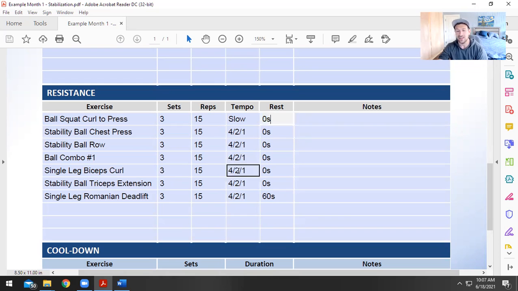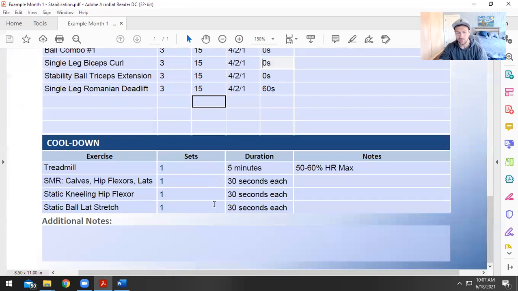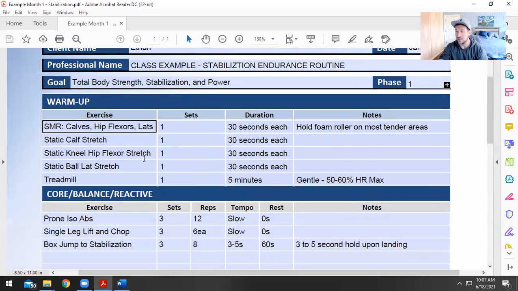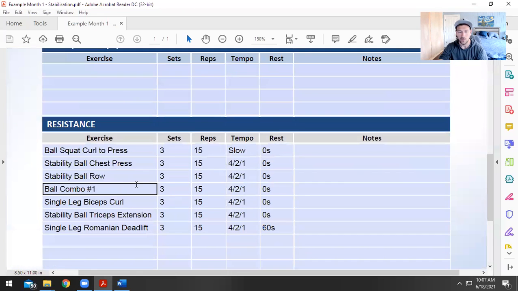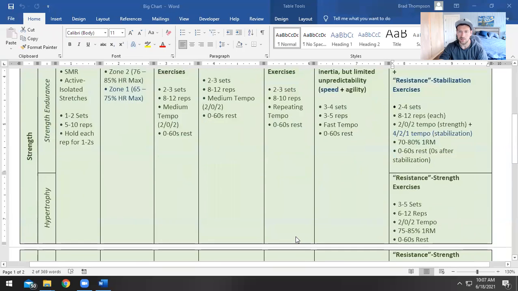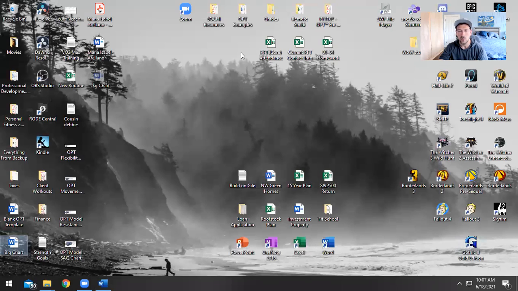And then I've got this whole thing performed as a circuit. No rest till the very end. And then he rests and goes back to the top. And those are all stabilization exercises. And then I just copied my cool down. My warm-up is the same. My cool down is the same as my warm-up, with the exception of the cardio being first instead of last. So let's take a look at Ethan in his next month of training. Let's move him into strength endurance.